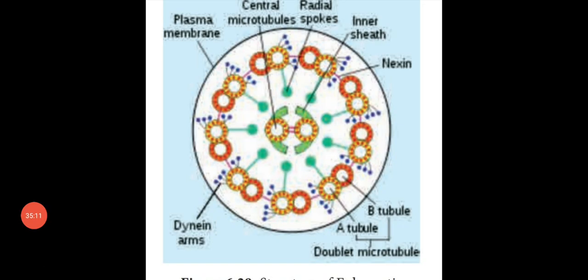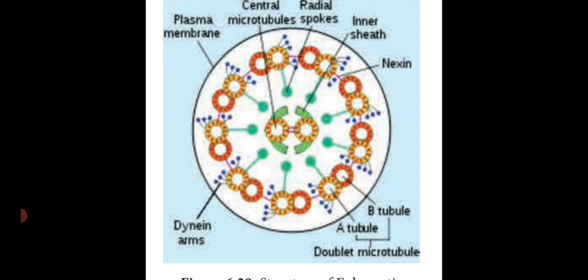Dear students, see the diagram. It's the structure of a flagellum. On the outer surface, there are 9 pairs of microtubules. At the center, there are 2 pairs of microtubules. Each tubule of the outer pair is known as a doublet, with an A tubule and a B tubule, known as a doublet microtubule. In this microtubule, there are dynein arms.